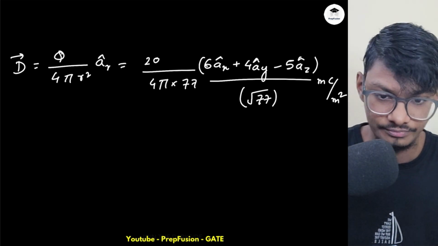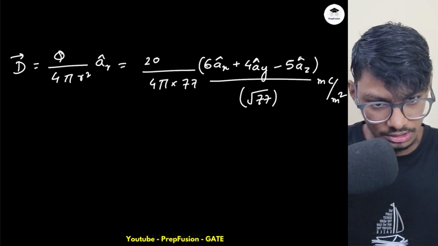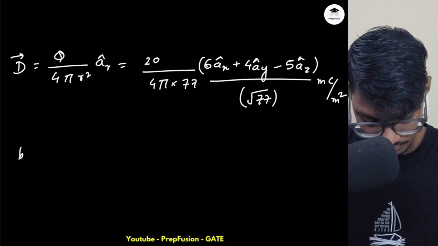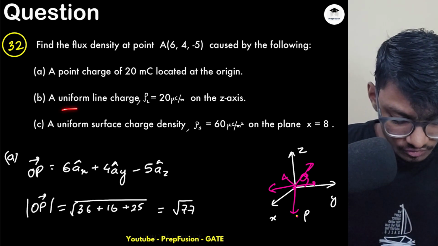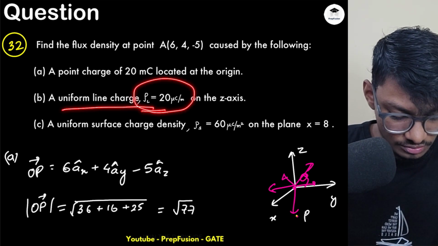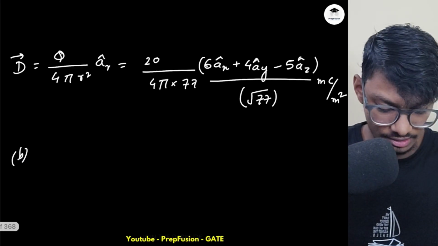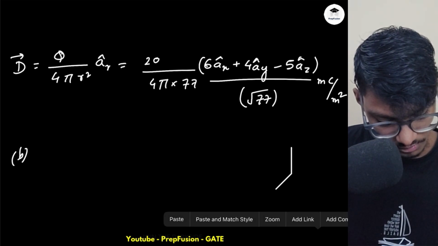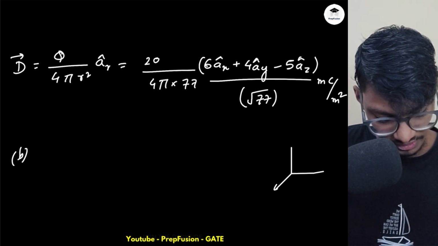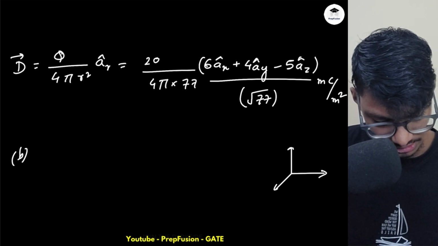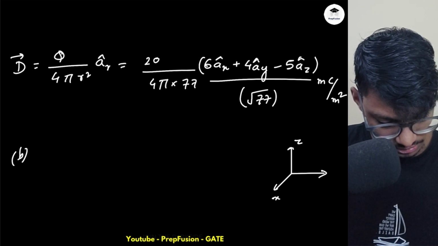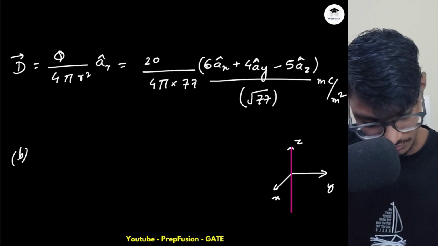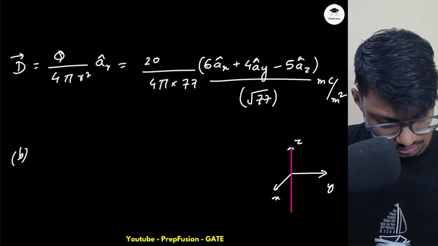Now let us do the other question, part B. This was part A. If I do part B, a uniform line charge rho L equals this on the Z axis. So again I will write the Z axis. It is an infinite line charge, on x, y, and I am lying somewhere around on the negative.